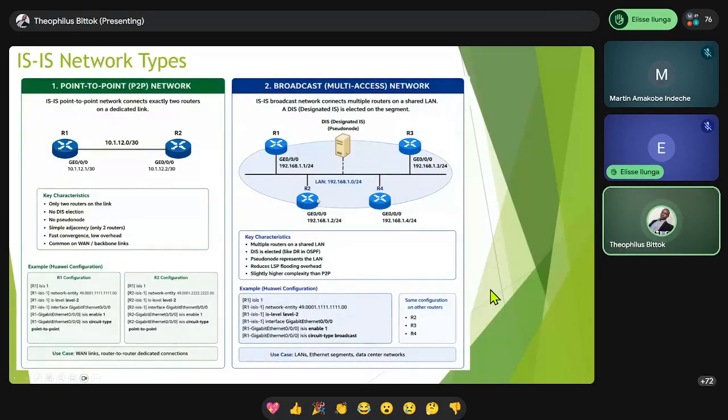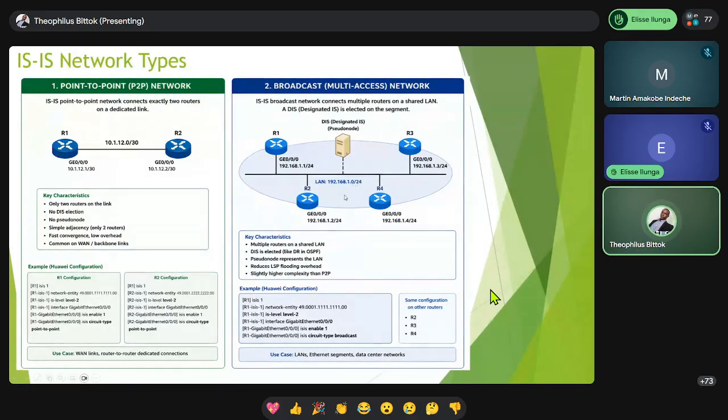For broadcast, you will need to have the election of a DIS. A DIS is like the designated router in OSPF. It plays the role of a designated router in OSPF. The DIS is the same as a designated router in OSPF.